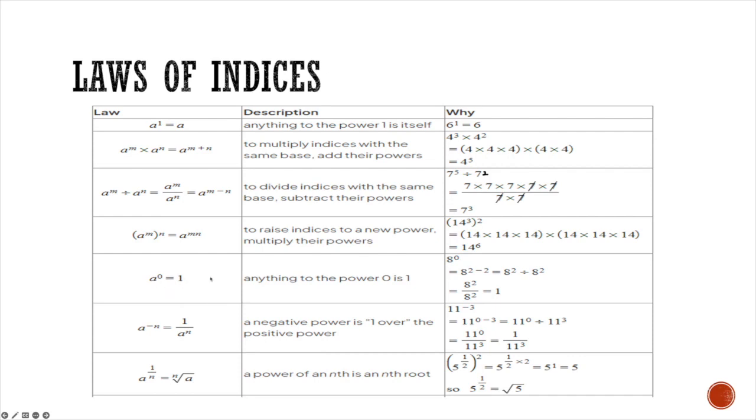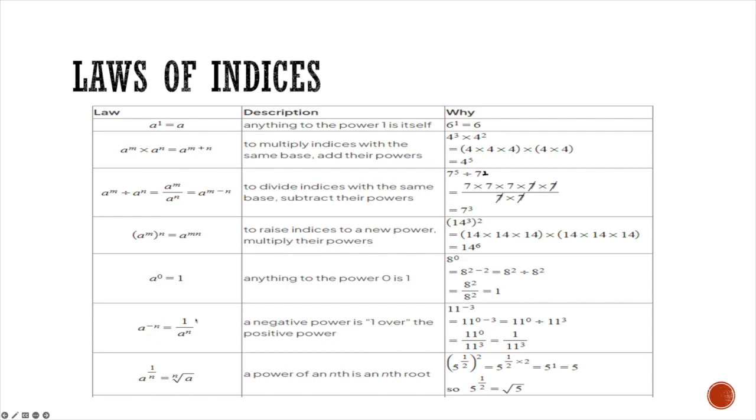Anything to the power 0 is 1. So a to the power 0 is 1. 8 to the power 0 also 1. See, 8 to the power 0, we can write any value, the same value. So 8 to the power 0 also 1.